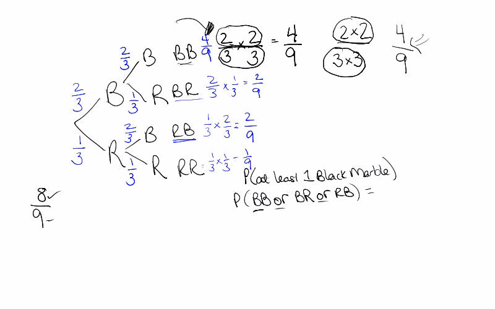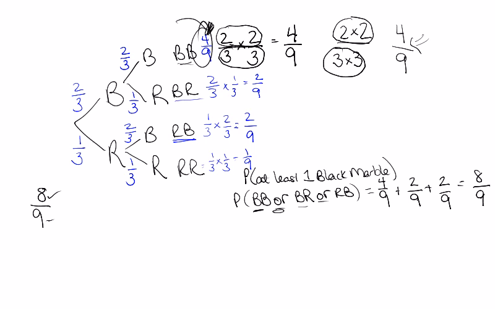Well, the probability of black, black has a 4/9 chance. The probability of black, red is 2/9. The probability of red, black is also 2/9. Or is the key word for the union, which is where we add. And when we add all these probabilities up, we see our 8/9 probability.